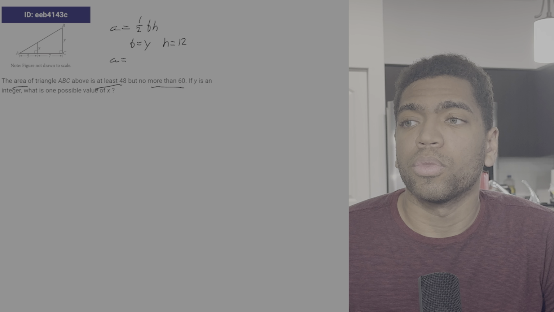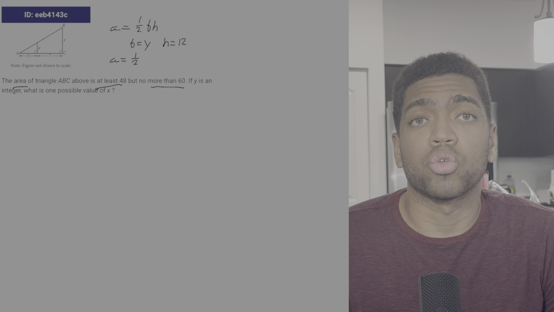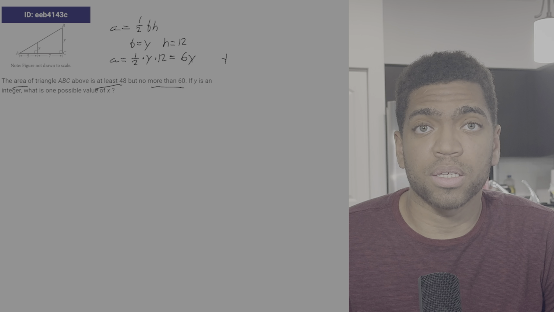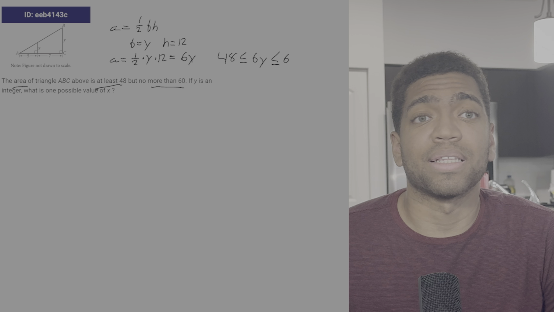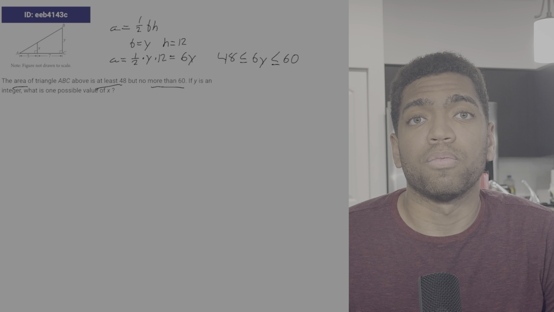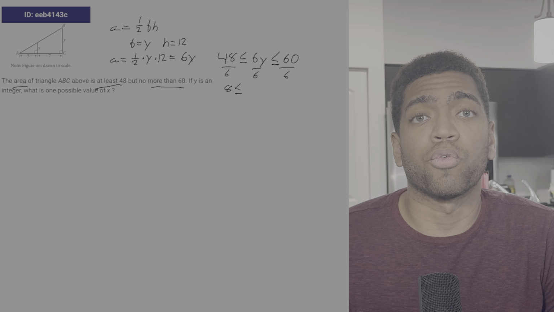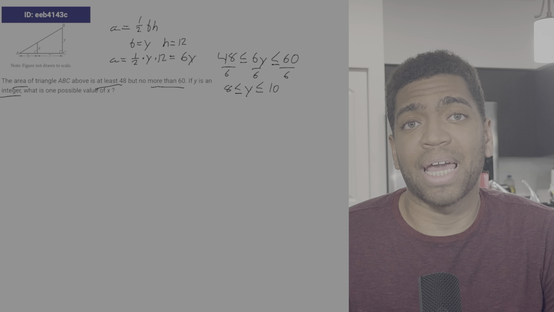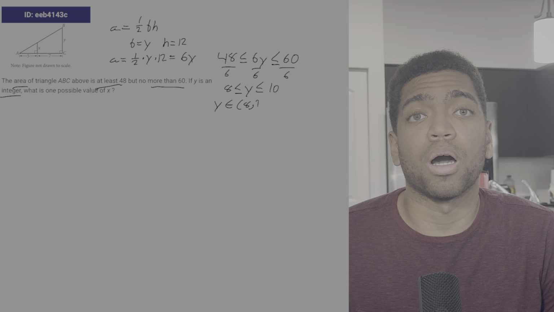So our formula for area is 1/2 base times height. When we substitute in 12 into that formula, we get 1/2 base times 12. So 6 times base is going to be equal to our area. We know that 6 times base is between 48 and 60. When we divide 48 by 6 and 60 by 6, we get that the base of the triangle is therefore between 8 and 10. The integers between 8 and 10 consist of just 8, 9, and 10. There are no other integers because we can't be below 8 and we can't be above 10.